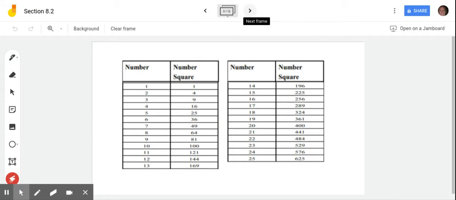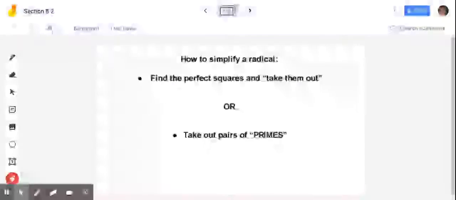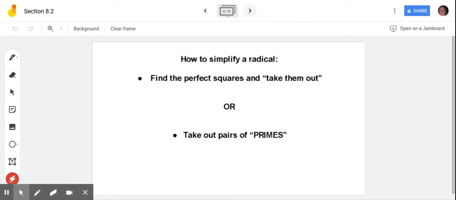Okay, we've seen this table before. It is all of our perfect squares. And last time I did a video for you, I told you that it would be in your best interest to memorize the perfect squares of 1 through 13. And it's going to help you in this section. We are going to be simplifying radicals.